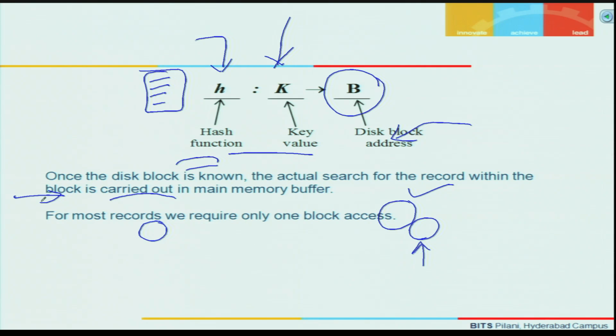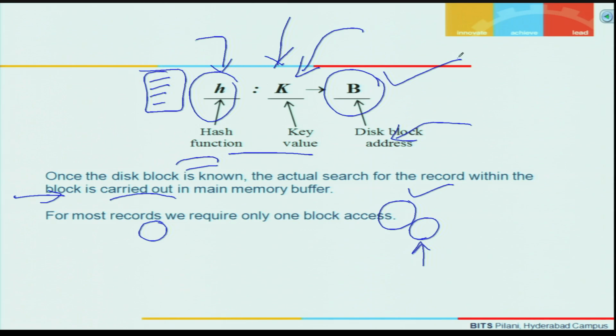The main problem is how to identify the block where the record is stored. That is important. To make that possible, the hash function is there. When it is supplied with the key value, it will produce b, which is nothing but the block address. For most records, we require only one block access. That is the advantage or beauty of this hashing technique.